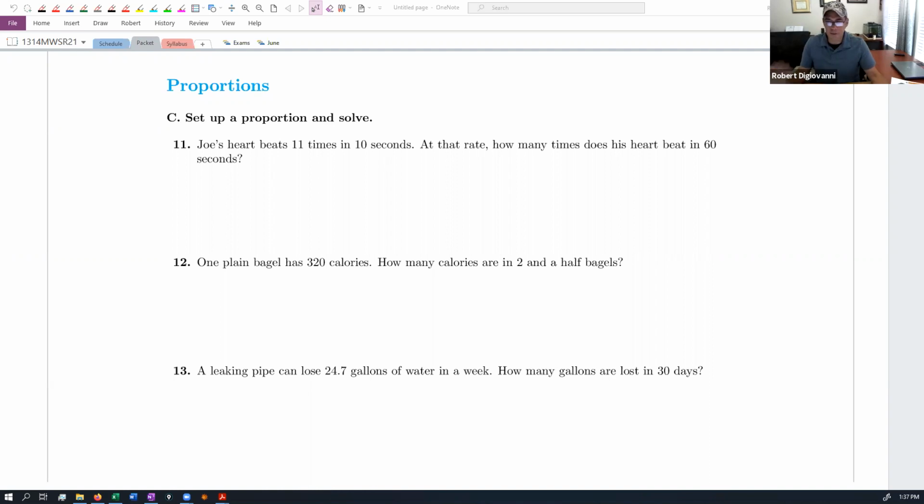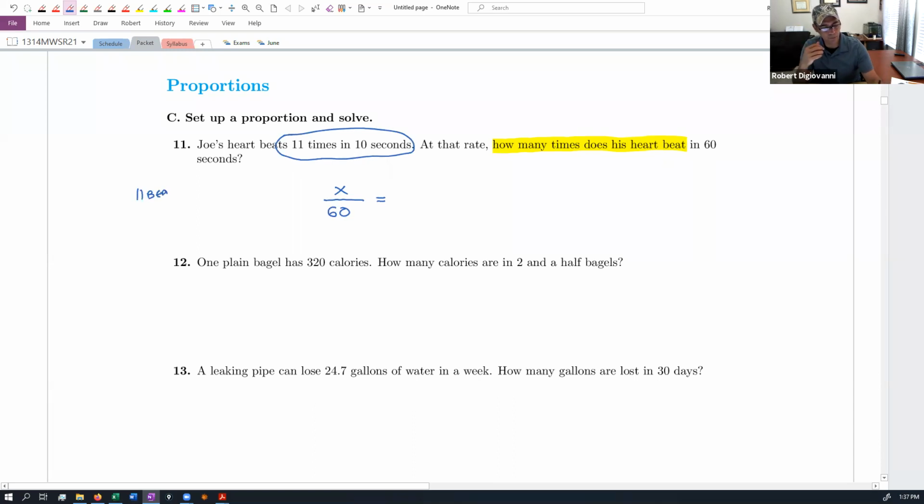So on the first, I'm gonna do the first one real quick to make sure you get it. In this problem, we want to know how many times does his heart beat in 60 seconds. So we want the number of heartbeats. I'm going to call that X. How many of those do we get in 60 seconds? All right. So we set that equal to a proportion, and the proportion we're given is that his heart beats 11 beats in 10 seconds, or you could write it the other way around, 10 seconds, 11 beats.